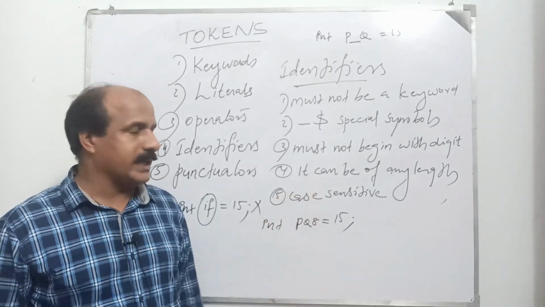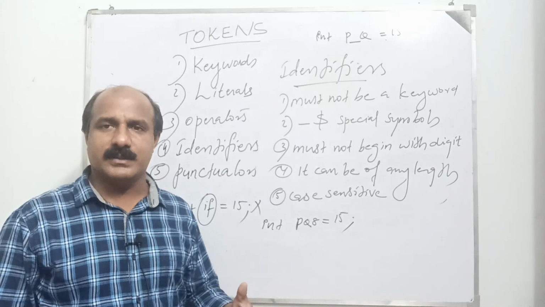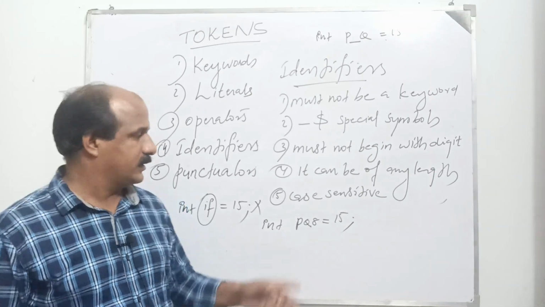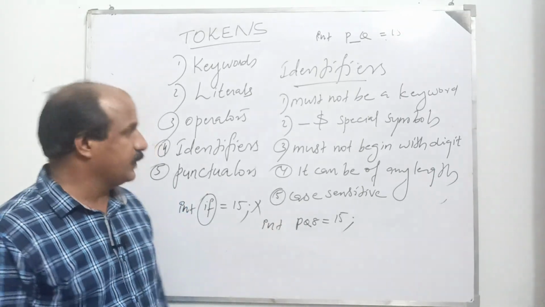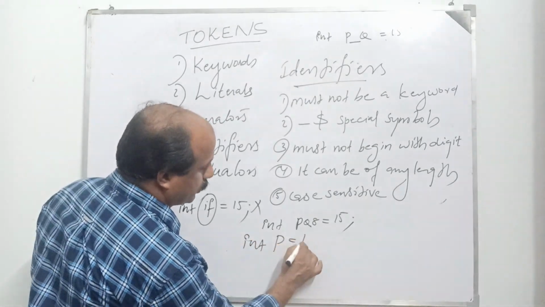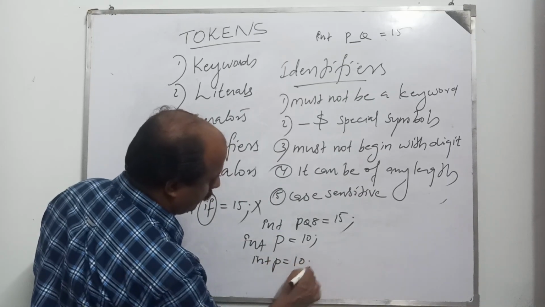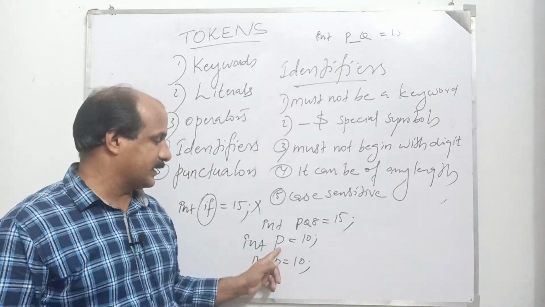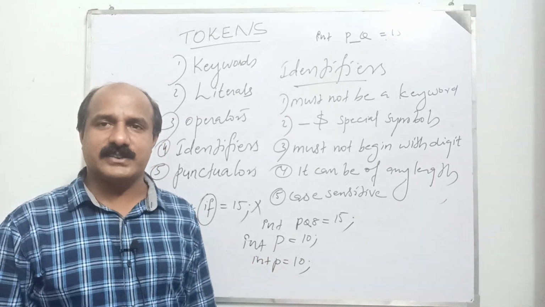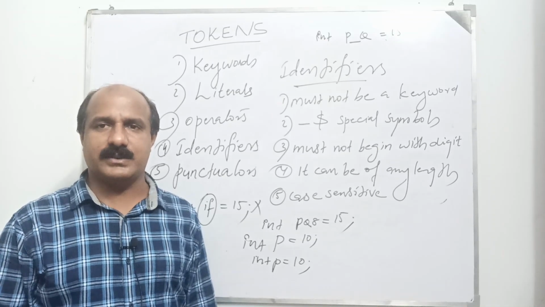Now it can be of any length. Length is not a problem, but I recommend you use a variable name which is short and meaningful. Now, it is case sensitive. If you declare int p = 10 and int P = 10, both are different. This is a capital letter and this is a small letter, because Java is a case sensitive language. Uppercase and lowercase characters will be treated as different.